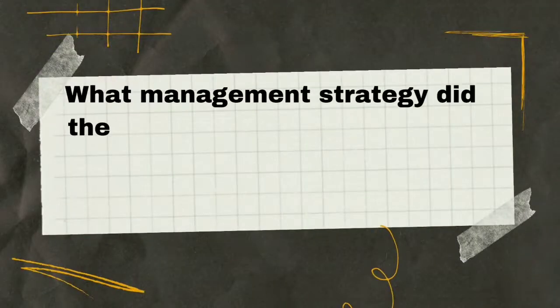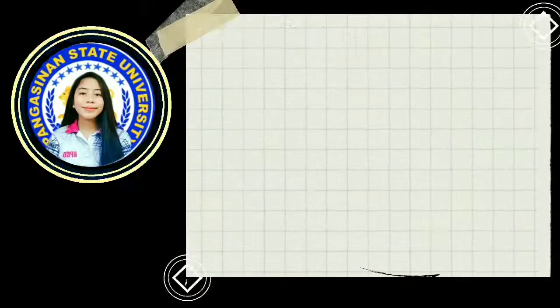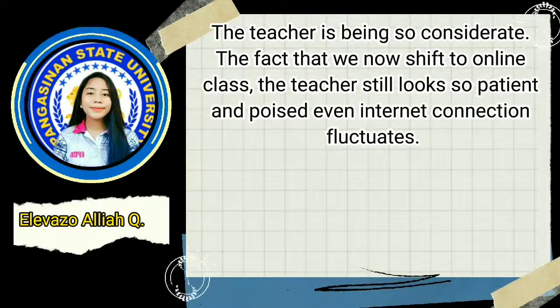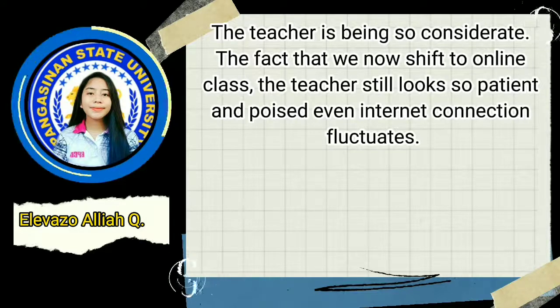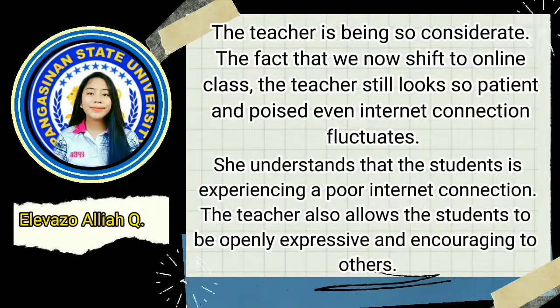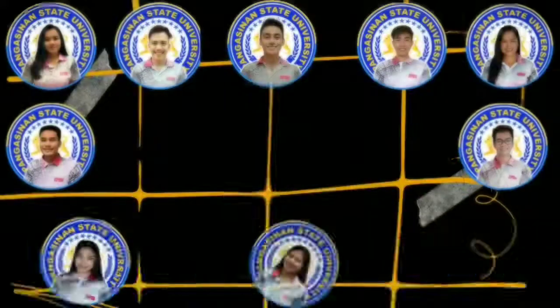What management strategy did the teacher utilize to keep the learning environment safe and conducive? The teacher is being so considerate. Given that we have now shifted to online class, the teacher still looks so patient and poised, even when the internet connection fluctuates. She understands that the student is experiencing a poor internet connection. The teacher also allows the students to be openly expressive and encouraging to others.